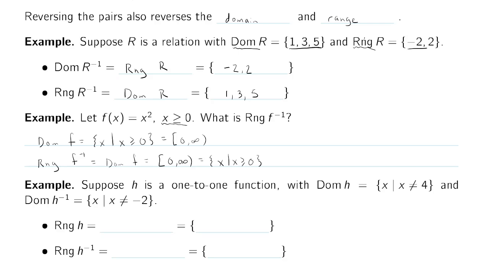One more. Here's a situation that we're going to encounter later, where we know the domain of a function and we know the domain of its inverse. Using that information, we can figure out the range of the function and of its inverse. The range of the function is the same as the domain of its inverse. So that's this set. It's the set of x such that x is not -2. The range of the inverse, that's the same as the domain of the original function, which we've been told is the set of x that are not equal to 4.